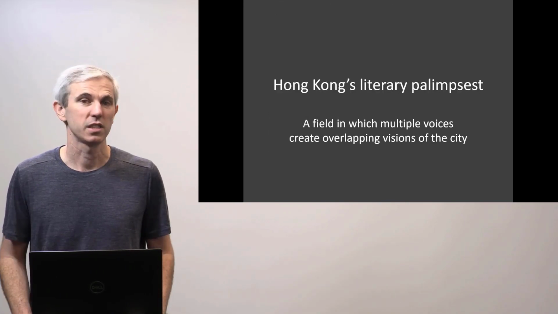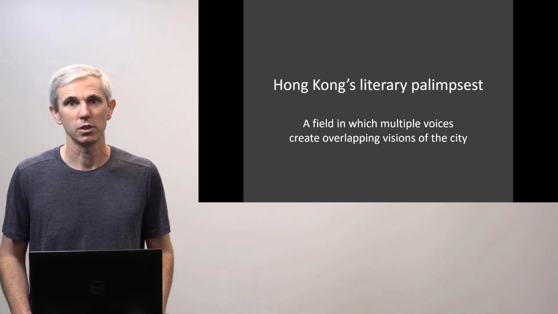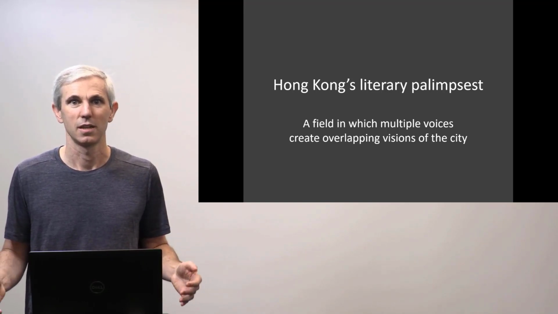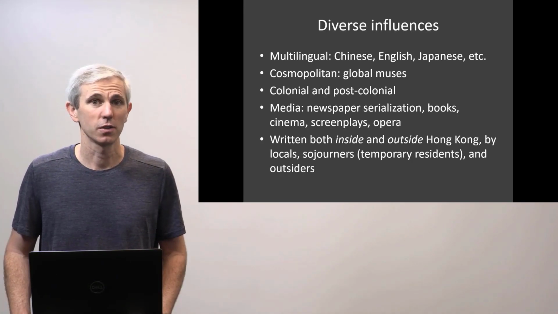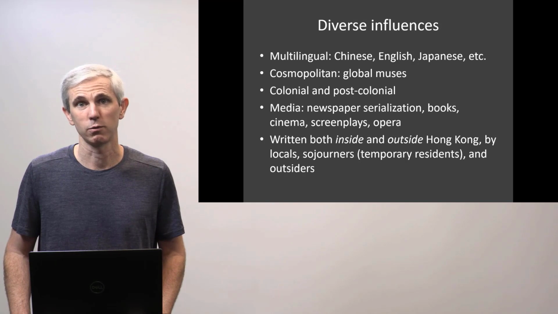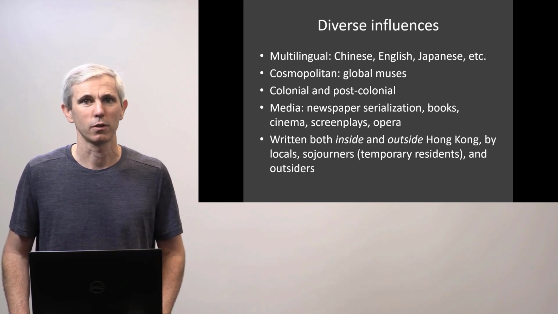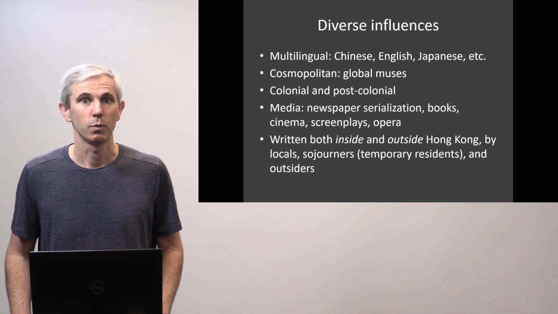If we step back from this novel for a moment and look at the Hong Kong literary field in general, we could see that Hong Kong's, like any literary field, is also a palimpsest. That's not just local writers, but I want to mention a few of them here. In the case of Hong Kong, the literary sphere is quite diverse. We have several different languages, we have domestic and global muses, we have colonial and post-colonial time frames and power structures. We also have different media.